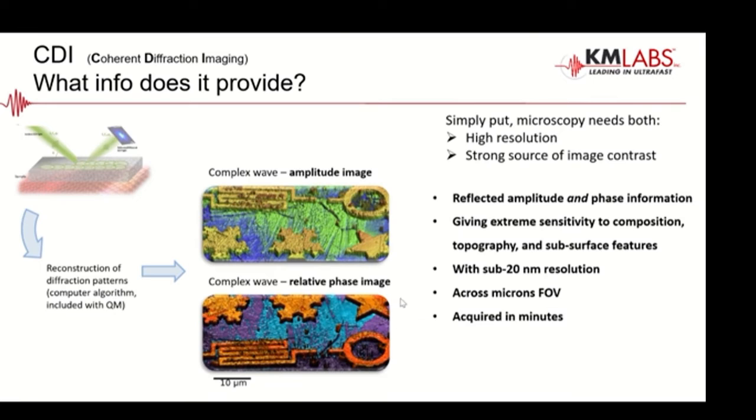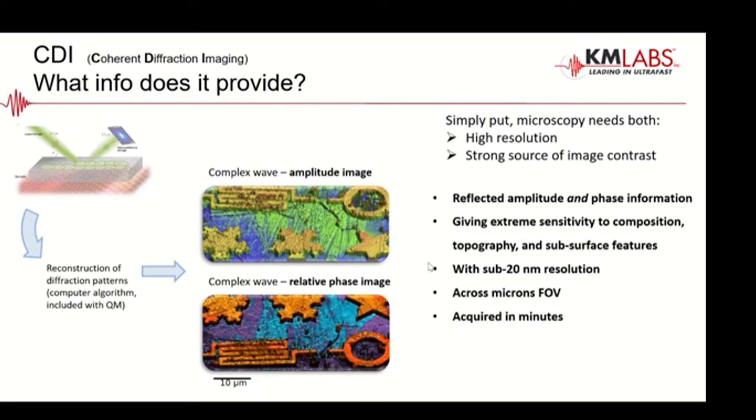There's a little bit of decoding necessary to go from amplitude and phase, which is what you're given, to composition and height, which is what you're probably really interested in. But the information is there, and it is encoded in these images.